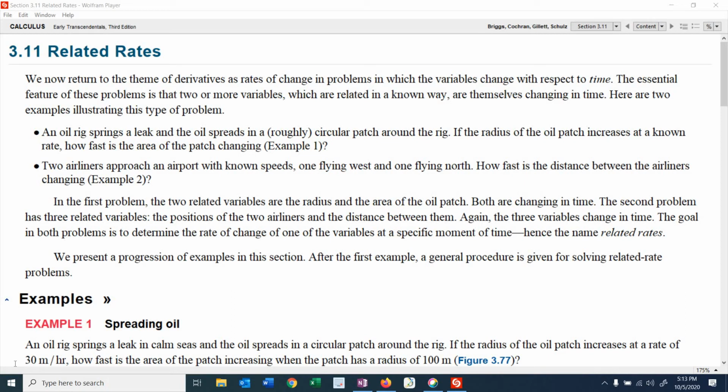Hello again. In this video, we're going to begin talking about the material from section 3.11, which is about a very important application of the derivative known as related rates problems. So let's look at this first example.